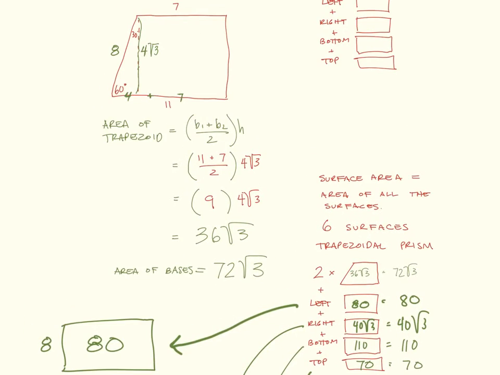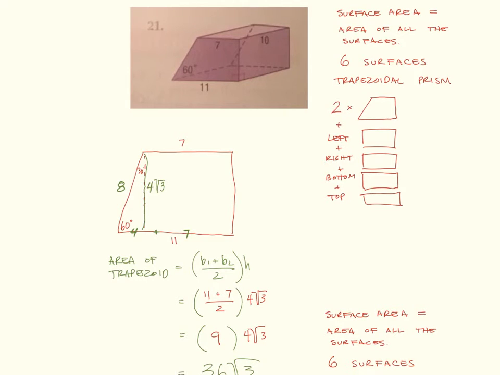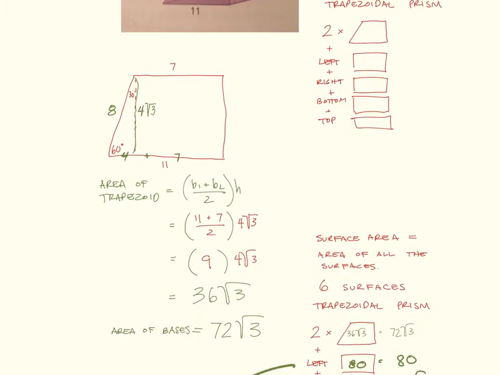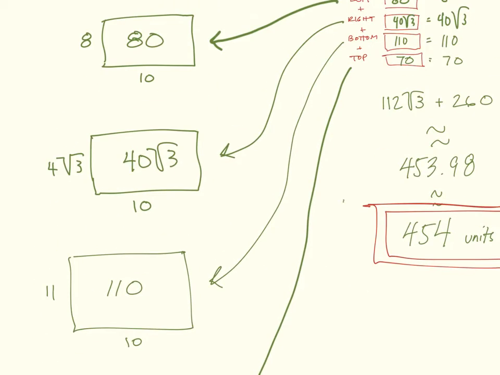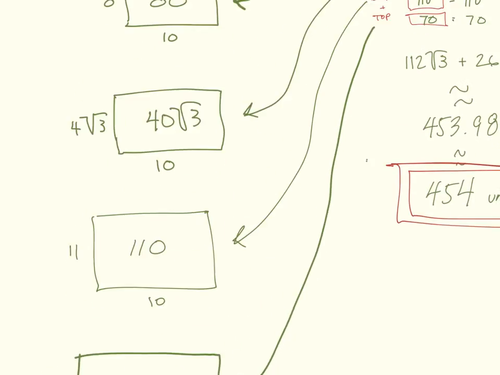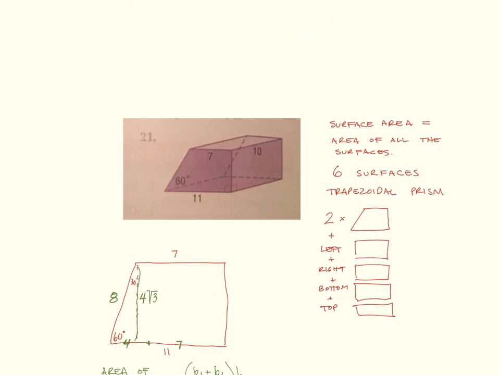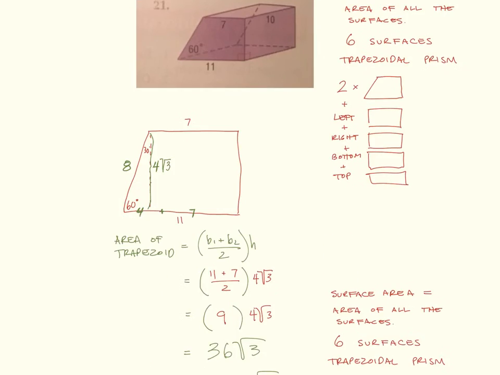Then let's look at the bottom. The bottom is actually pretty easy. It's just 11 times 10. So the area of the bottom is 110. And then the area of the top, same idea. It's just 7 times 10. So we've got 7 here and 10 here. So the area of that is 70.